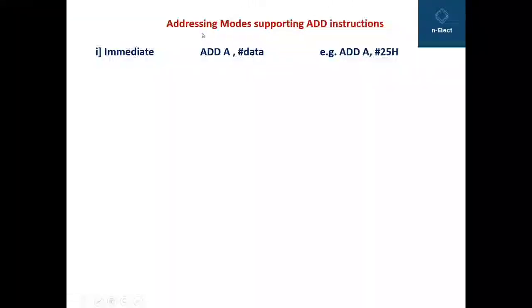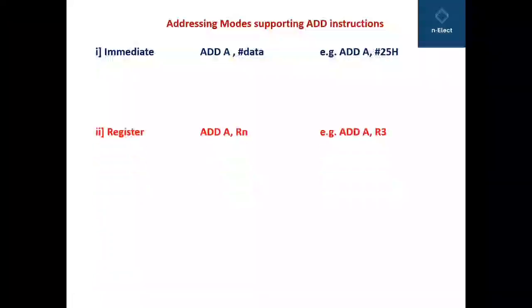Now we are going to see the addressing modes which support add instructions. There are different add instructions which support different addressing modes. First is the immediate addressing mode, and the addition instruction is written in this mode like this: ADD A, #data. Hash means the number following the hash sign is data. As an example we can write ADD A, #25H. It means 25H will be directly added to the contents of accumulator, and the sum will be stored in accumulator.